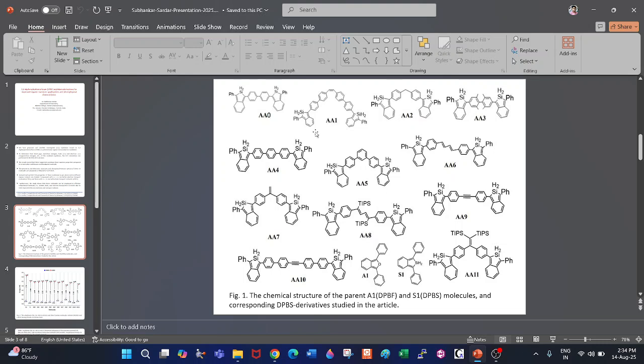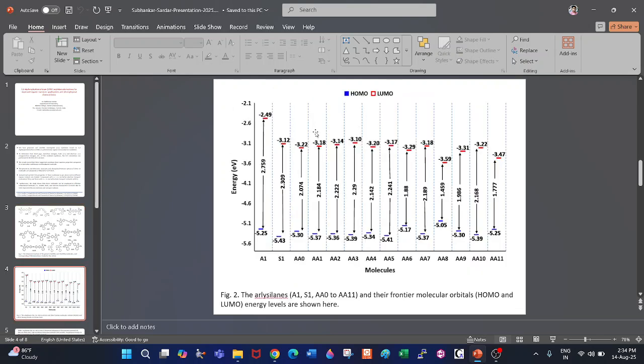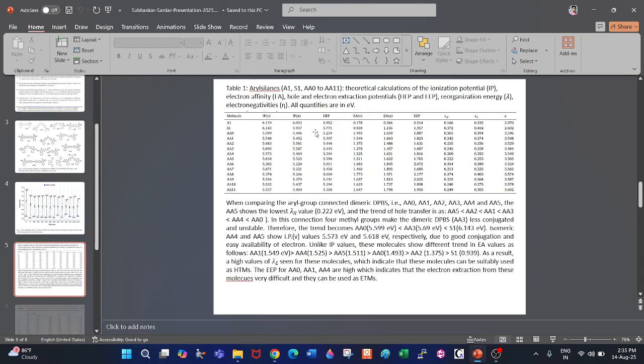And I have named them A0, A1, A2, and like that. So we have studied 12 such model molecules and their properties. Here you can see the HOMO and LUMO energy levels, and this A1 is our starting material. After substitution with several electron donating and withdrawing groups, we obtain these compounds AA0 to AA11, a total of 12 compounds.